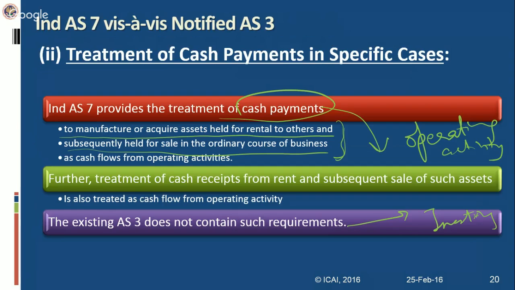Now come to the two differences I have told. One is about bank overdraft and second is about these cash payment made for purchase of assets which are to be given for rent or for sale.